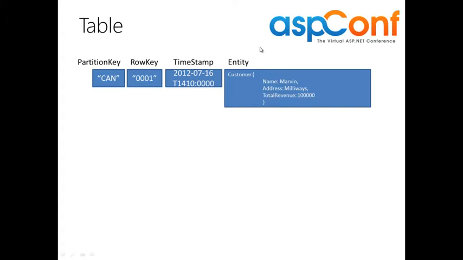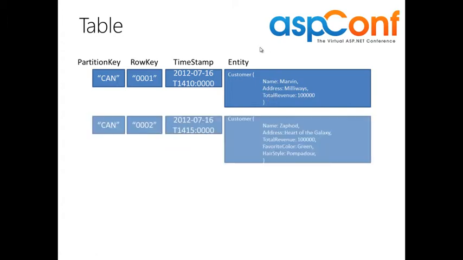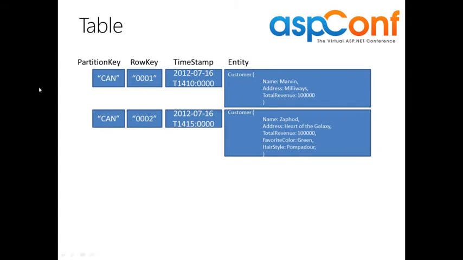I could then store another row with the same partition key and a different row key, as long as this combination is unique. That's valid, and the timestamp will get set. And I can change this customer so that it has extra columns. So in addition to name, address, and total revenue, I can add favorite color and hairstyle. It's perfectly valid. I don't have to go in and modify the schema ahead of time.